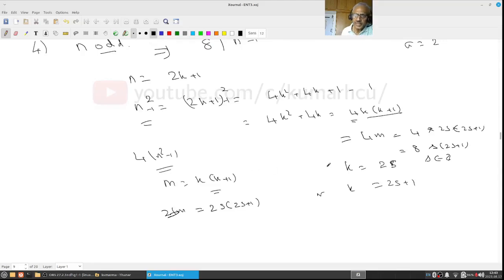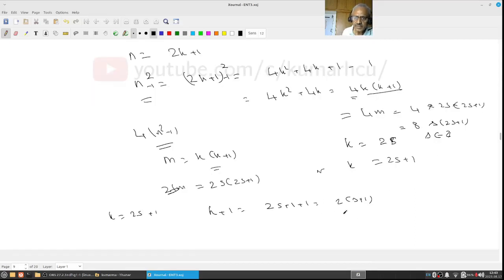This is the case where my k is 2s. Suppose my k is 2s plus 1, right? Then what is k plus 1? K plus 1 will be 2s plus 1 plus 1, which is 2 into s plus 1, right? You understand that, right? Therefore my n squared minus 1, I am looking at this 4k into k plus 1 is 2 into s plus 1, therefore 8 into k into s plus 1, therefore 8 divides again.